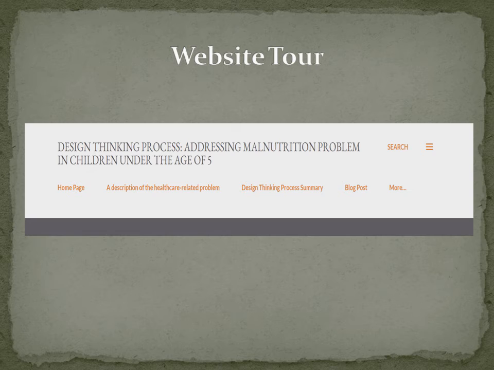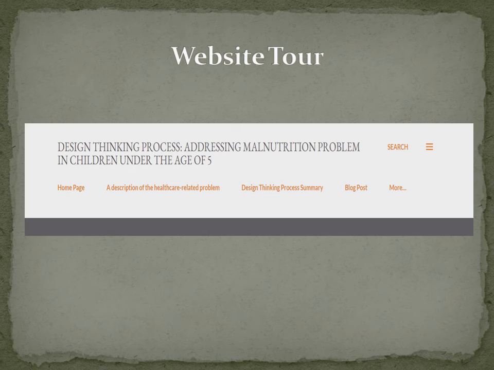Second, we have the description of the healthcare latent program. As the name states, it is about the health-related program which was being studied, where we have the description of it. And you will see a page with the design thinking process summary, which has more information about the definition of design thinking and the stages in design thinking.